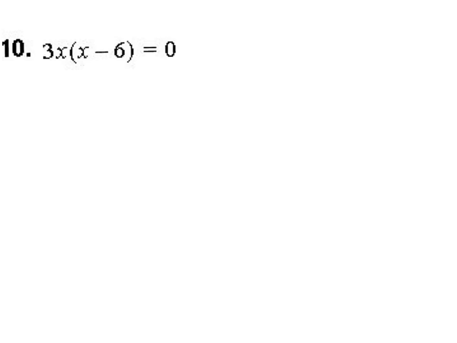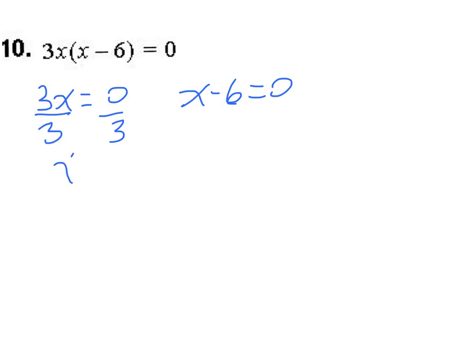Sometimes when we go to factor, we can just factor out our greatest common factor, which is what it looks like they already did for us here. So we're going to have either 3x equals 0 or x minus 6 equals 0, since they already factored. If I divide both sides by 3, I get x equals 0. Or if I add 6 to both sides, I get x equals 6.